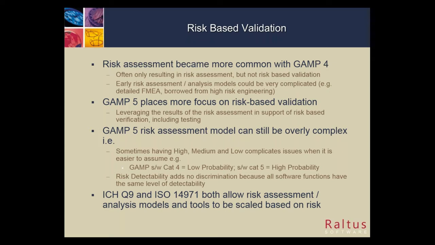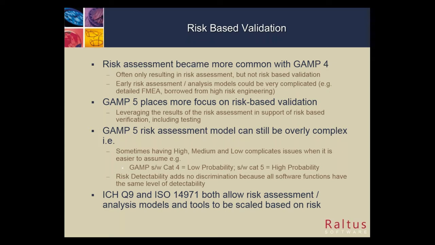So on a project, you might say, for instance, if it's GAMP software category 4, it's configurable, we'll say that it's low risk probability because configurations are relatively easy to get right. But if it's category 5, we've got customization in there, then we'll give it a higher probability of risk. And trying to figure out what medium might be doesn't make any sense.